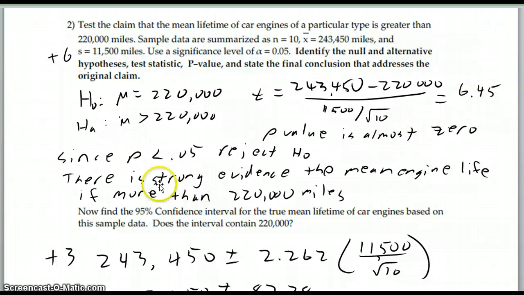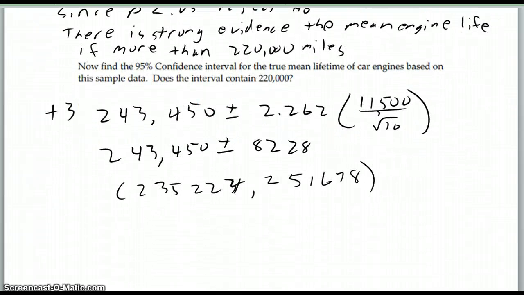So obviously the p-value is way less than 0.05. The p-value is almost 0. They're that far away from what we thought. So we reject the null. There is strong evidence the mean engine life is more than 220,000 miles. And then here's the 95% confidence interval, and we can see 220,000 is not in there.